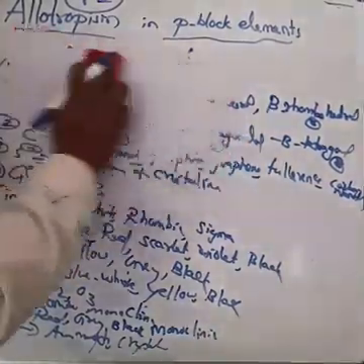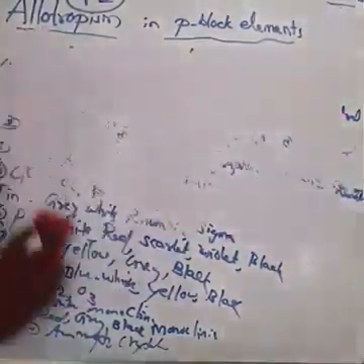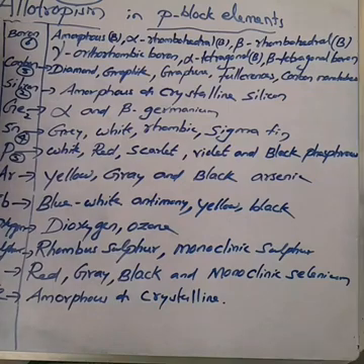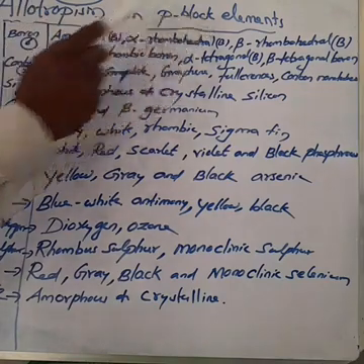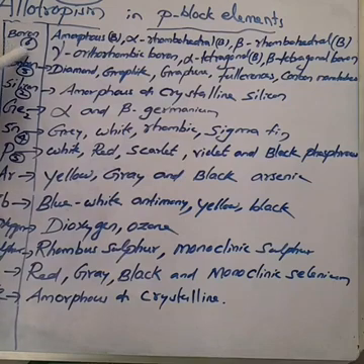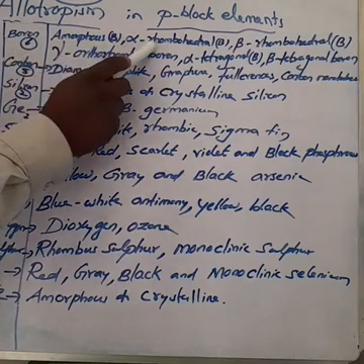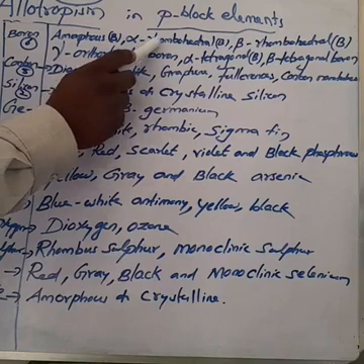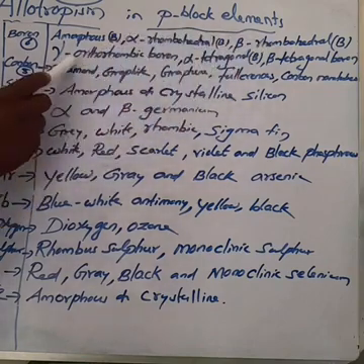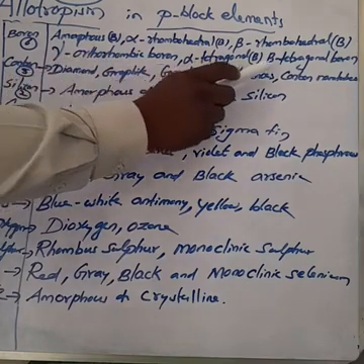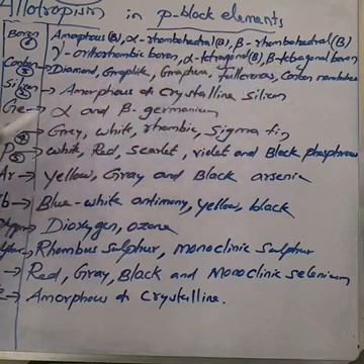Today our assignment is the same question. Dear children, once again we will discuss the most common allotropies of p block elements. First element is boron, having 6 common allotropies. Number 1, amorphous boron. Number 2, alpha rhombohedral boron. Number 3, beta rhombohedral boron. Number 4, gamma orthorhombic boron. Number 5, alpha tetragonal boron. Number 6, beta tetragonal boron.